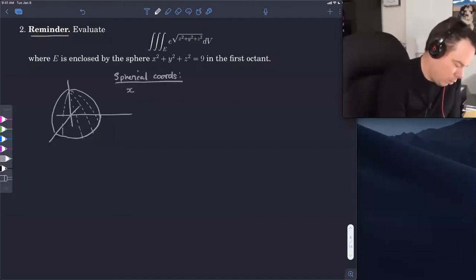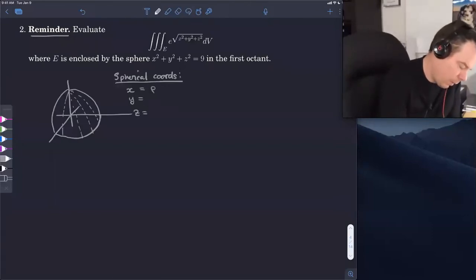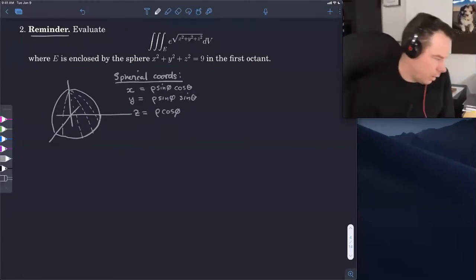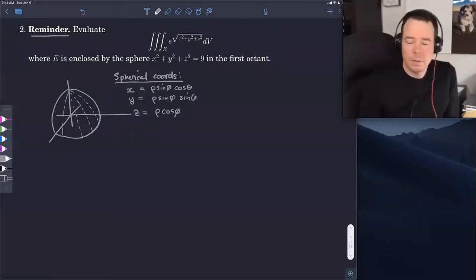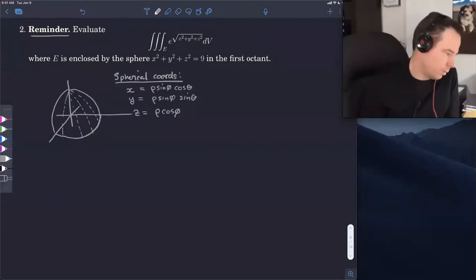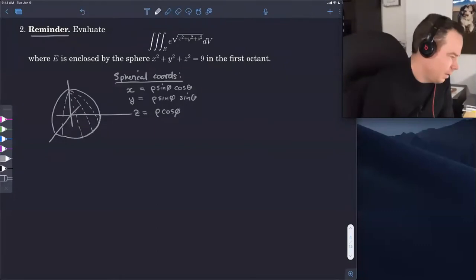So what is our change of variables for spherical coordinates? How do the x, y, and z change? Well, this is rho sine phi cos theta, rho sine phi sine theta, and rho cos phi. So that was how our spherical coordinates are defined for sphere. That's how our spherical coordinates are defined in this coordinate system.